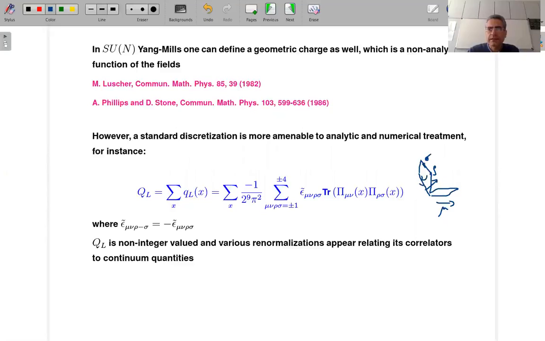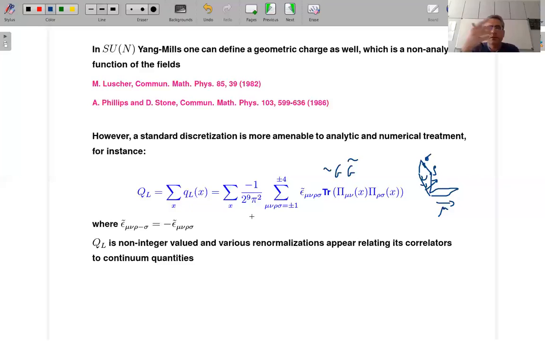And then you take the trace, so you close it. And you can prove that in the naive continuum limit, this operator reproduces G G dual, okay?